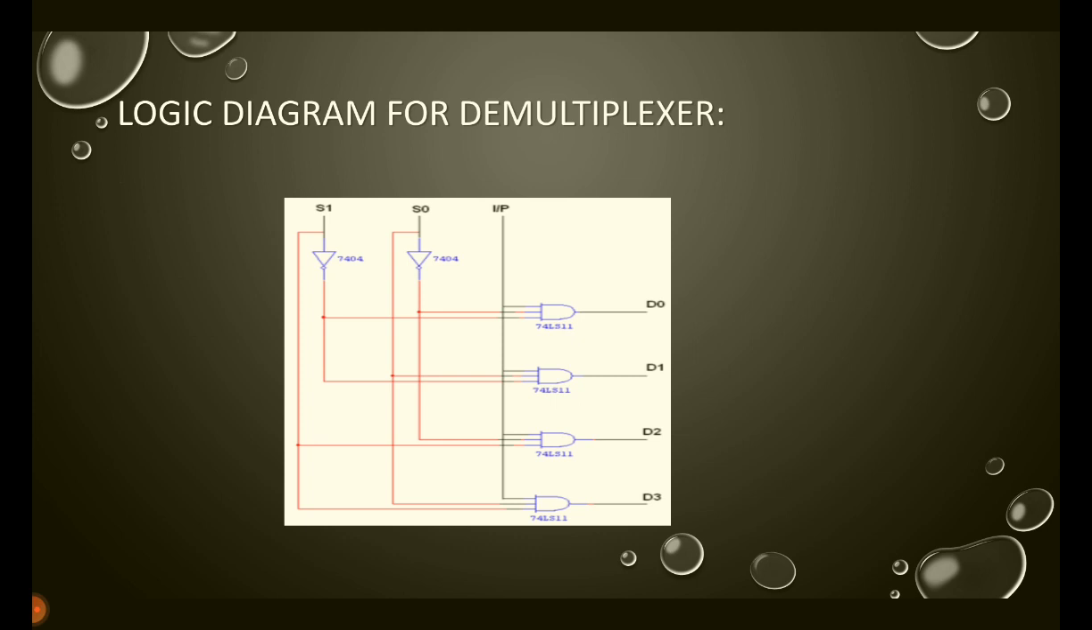So logical diagram for demultiplexer. Using the function table, I have given the logical diagram. Here we have totally 2 selection lines and one input, and we have 4 outputs D0, D1, D2 and D3. Here we have used 2 NOT gates and 4 AND gates.